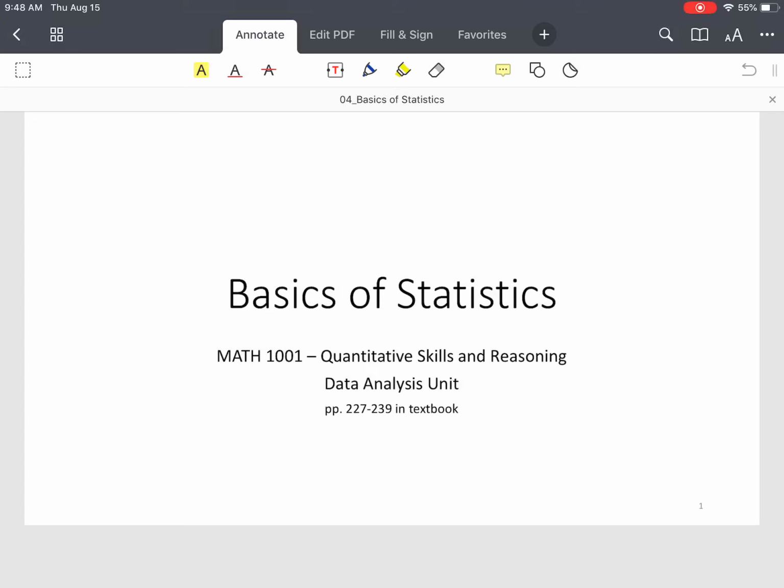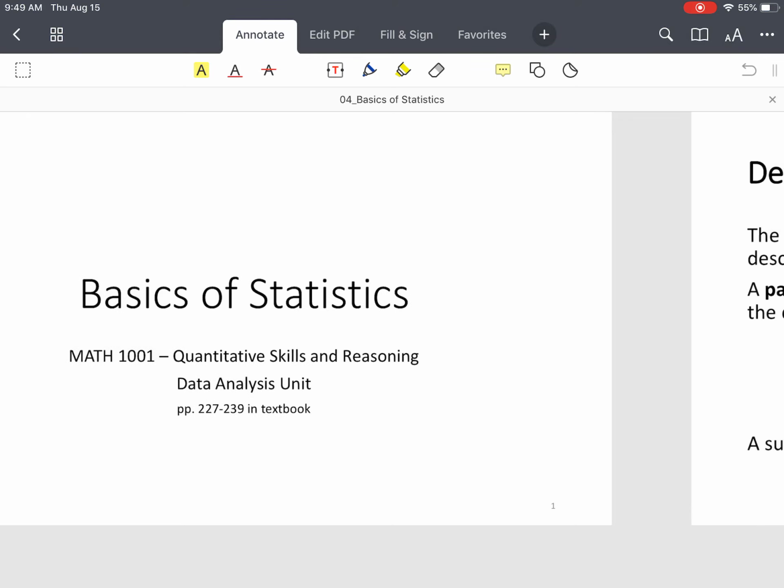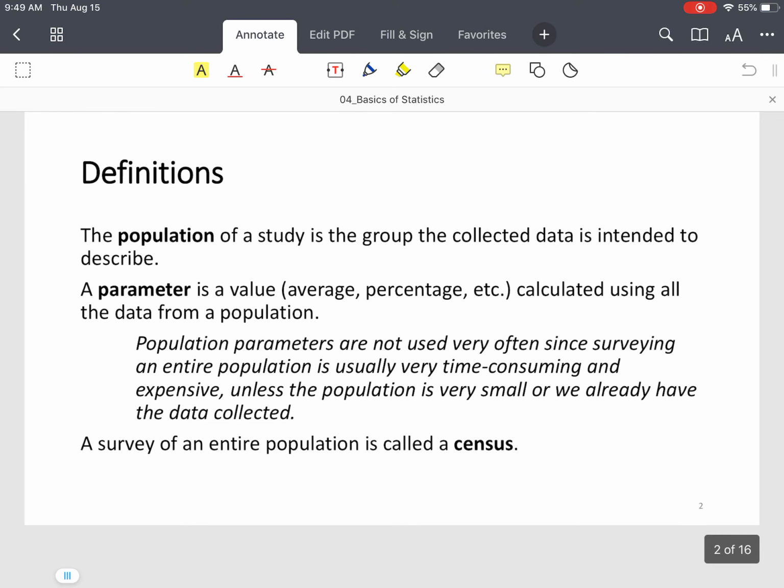All right, this is a review of the basics of statistics. Again, this is simply a review. We're not going to go into as much depth as you would in a statistics course, but this is just to provide an overview to get you started. So let's begin.